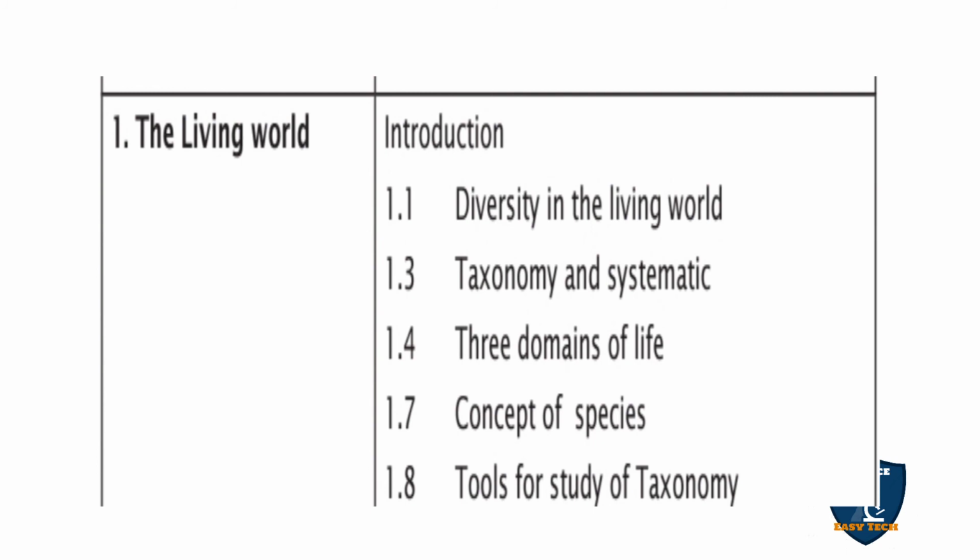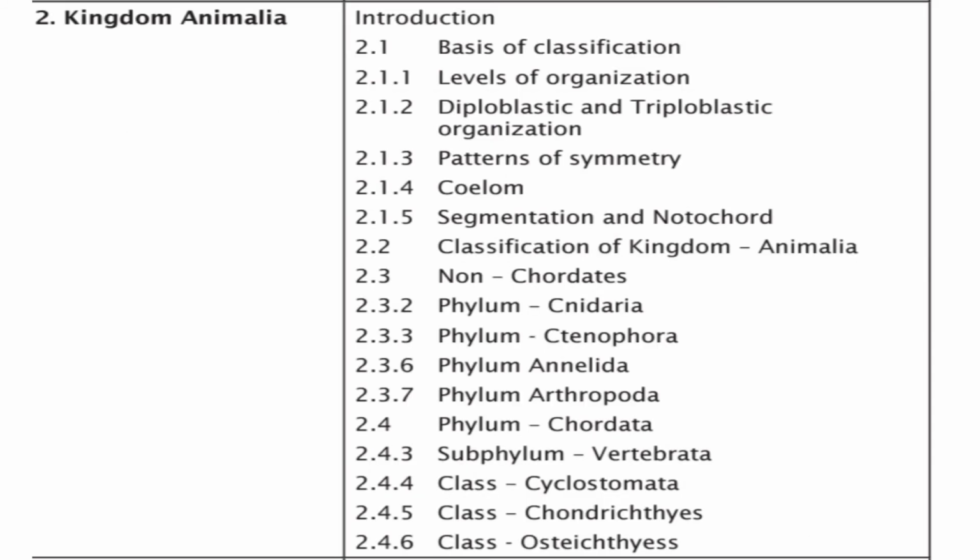1.3, taxonomy and systematics. 1.4, three domains of life. 1.7, concept of species. 1.8, tools for the study of taxonomy. In the topics, you just study the content that is there. Next, second chapter, Kingdom Animalia, introduction is there. So 2.1, basis of classification.